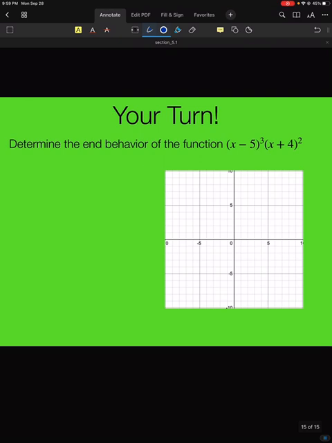So your turn. I want you to determine the end behavior of that function. Again, don't worry about the constants in there. Just worry about everything that's involved with x.